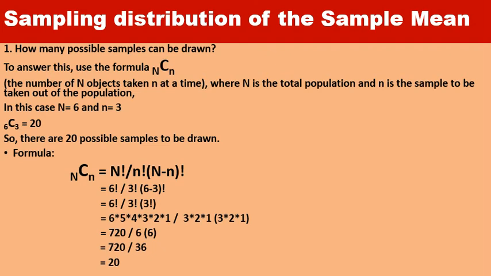Then multiply after you get the answer. 6 times 5 times 4 times 3 times 2 times 1 is 720, and 3 times 2 times 1 is 6. Multiplied by 6, we have 36. So 720 over 36, we get 20. So the combination of the population size 6 taken the sample size 3 at a time is 20.